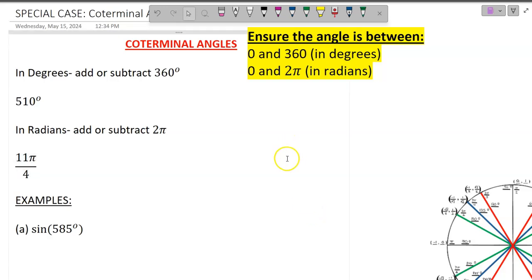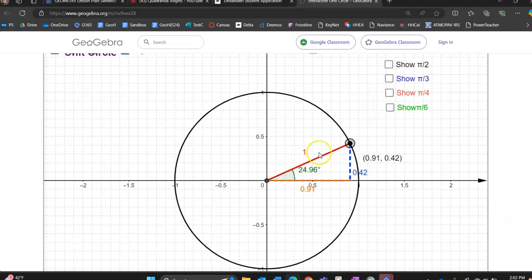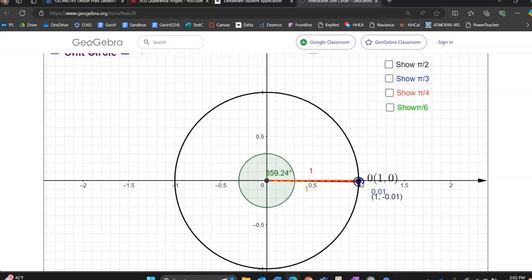And just to show you this on our interactive unit circle, there it is. Here's 0 degrees right there. If I now rotate it 360 degrees, you'll see I end up with the same thing. And so this is ultimately a strategy we want to use.